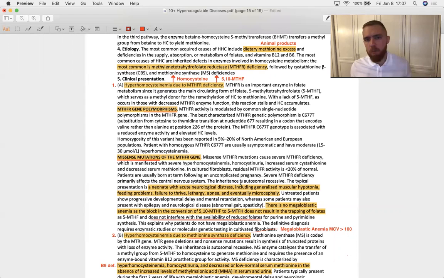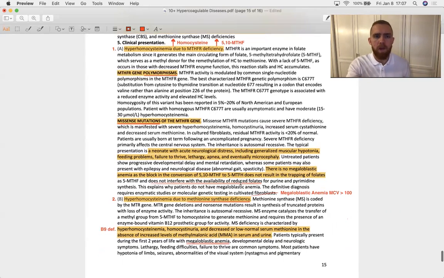Causes of hyperhomocysteinemia. Again, three heritable causes: B12, B9 deficiency. There we go. Now we're going to talk about the enzymatic defects.